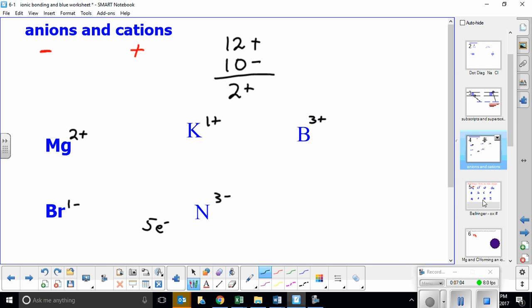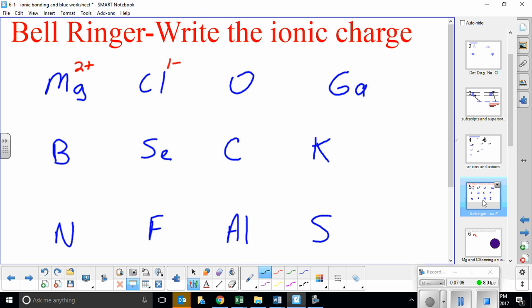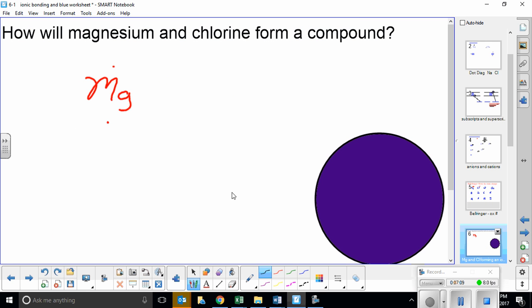All right, next thing let's take a look at is this one right here. So let's look at what happens and why these things form compounds. For ionic compounds, they want to gain or lose electrons to become more stable. And remember, they become stable when their outer energy level is full. So they're trying to get to 8 electrons in that outer shell. Magnesium, you can see right here, has 2 electrons in its outer shell. It has 2 valence electrons, so the dot diagram has 2 dots in its outer shell.